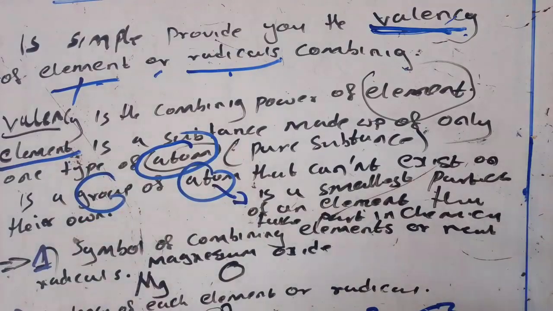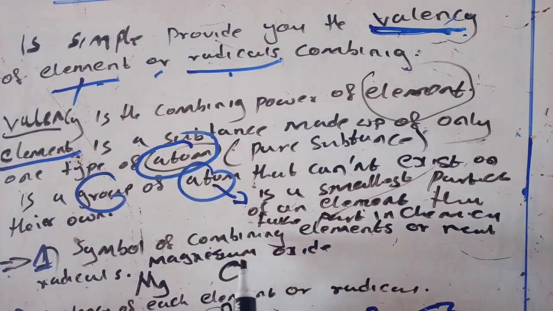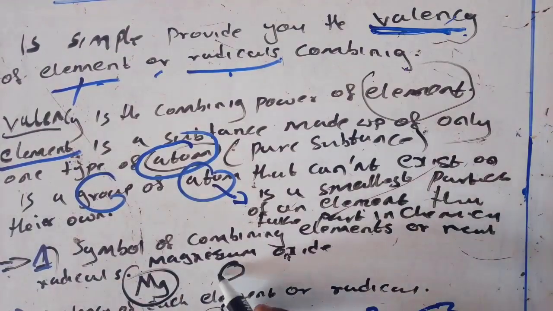So having defined these terms, we went on to how to write chemical formulas. Our first step when writing chemical formulas is writing the symbols of the combining elements or radicals. I gave an example where we were told to write the chemical formula for magnesium oxide. So Mg and O: these are the symbols, Mg for magnesium and O for oxygen.